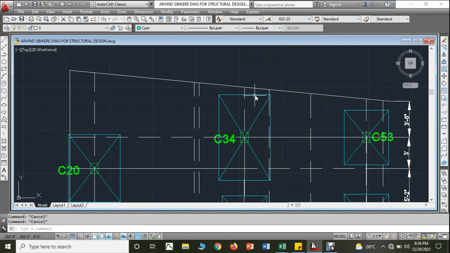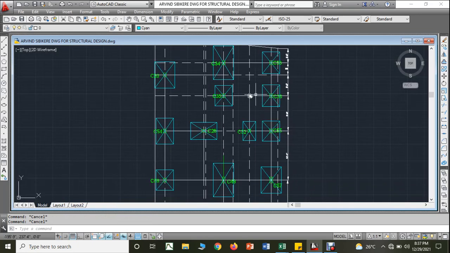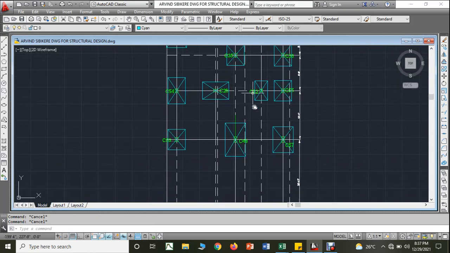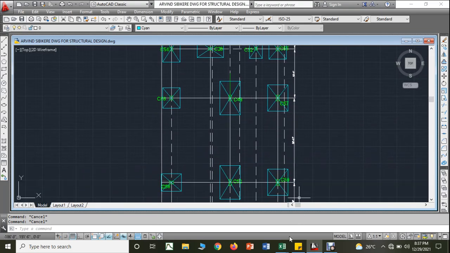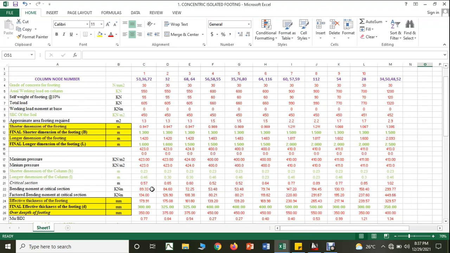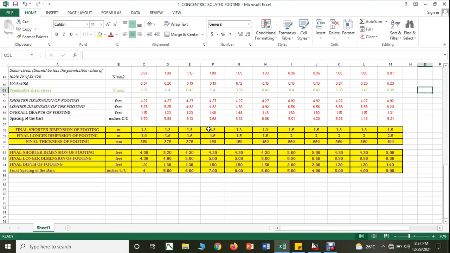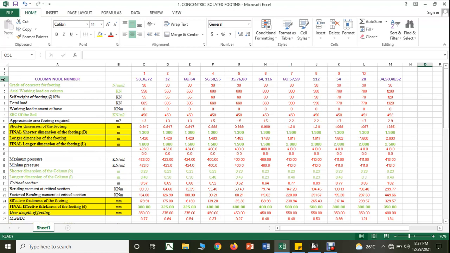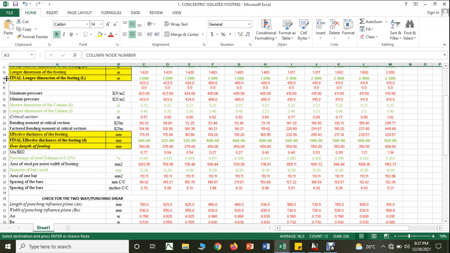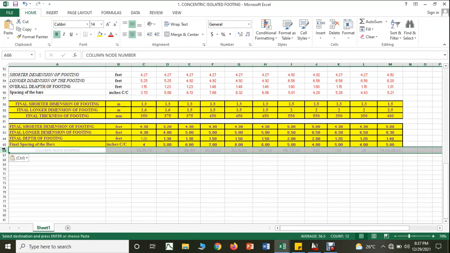Now it is very clear that there is no fouling of the footings. Once this is done, we will go back to our design details. Now when we go back to our design details, you can see the dimensions for these columns. If you want, we will even copy this entire column and paste it here.